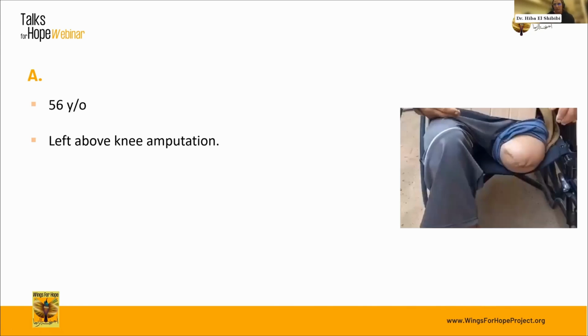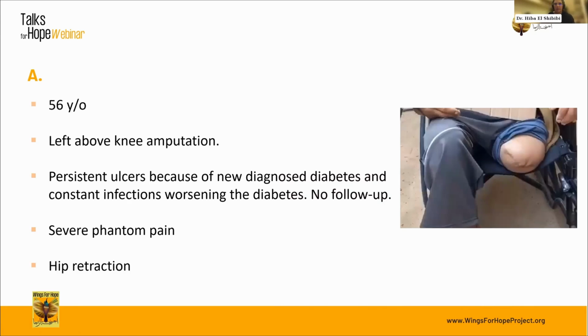Another patient is this patient. His left above knee amputation. And through the amputation, they discovered that he has diabetes, and right now he has persistent ulcers. The ulcers are chronic, and I think because he has diabetes that is not balanced, he has persistent ulcers. He doesn't have follow-up for it.